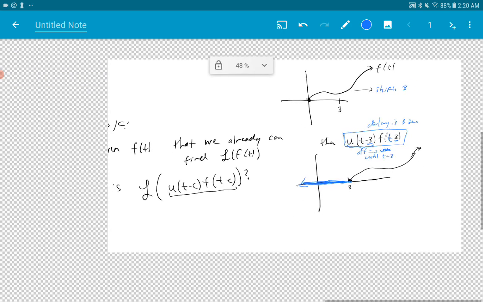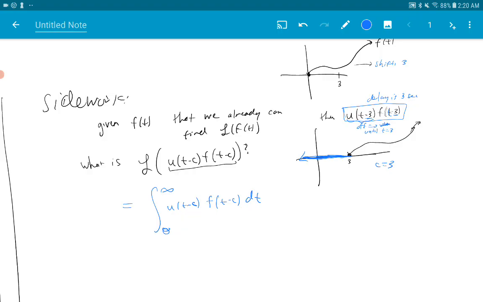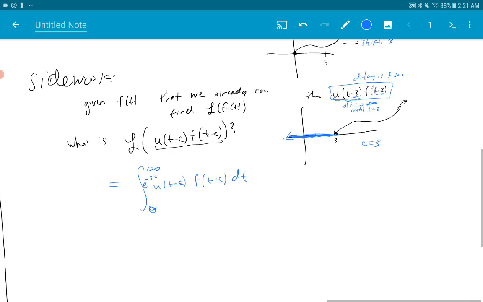Okay, so let's try it. By the definition, this is the integral from 0 to infinity of u of t minus c. You could think of c as being 3, for example. It's just a constant. In this problem, c is 3. Times f of t minus c dt. Oh, sorry, I forgot something. I'm missing something from the definition. I wanted to also include an e to the negative st. That's part of the definition of the Laplace transform.